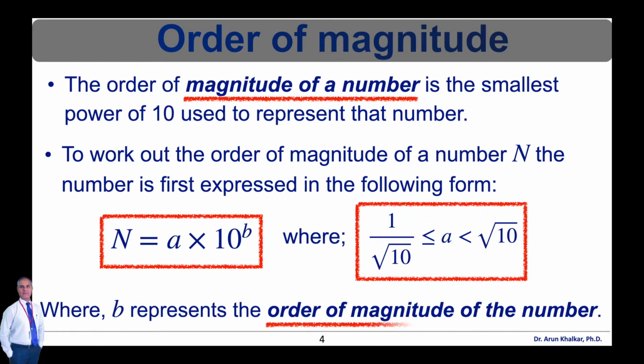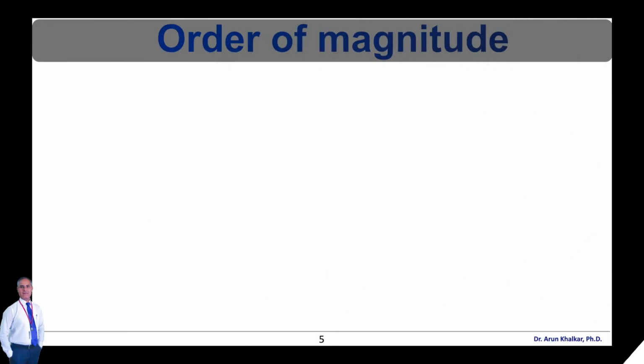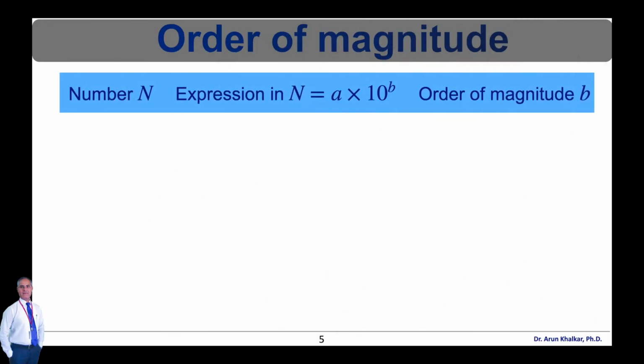The order of magnitude can be any integer. The table in the next slide shows the order of magnitude of some numbers to help understand the definition. In this table, capital N is the number, next is the expression N = a × 10^b, and next is the order of magnitude, that is, b.